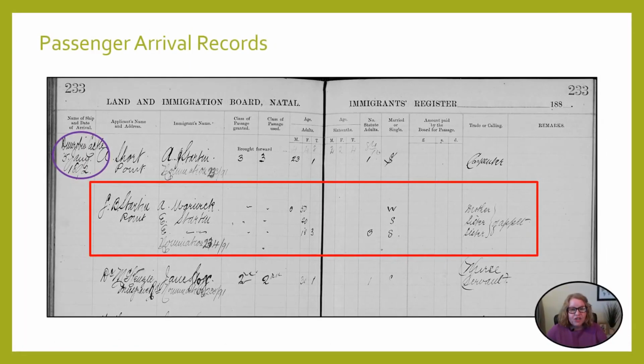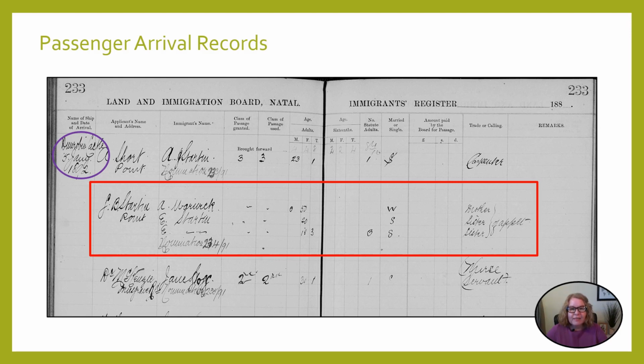FamilySearch also has passenger arrival records for Natal. These are registers in chronological order by date of arrival in Port Natal. So the earliest registers date from about 1845, and they were kept by the Natal Land and Immigration Board. Applicants who had applied for immigration on behalf of family or skilled workers were noted next to their names, the immigrants themselves, the ship that they arrived on. You can see that in the purple circle there. And this one is the Dun Robin. The class of passage, their ages and occupations were given to you.